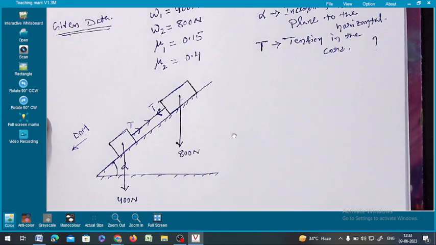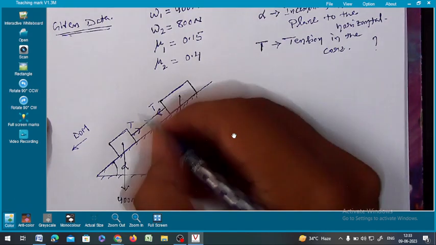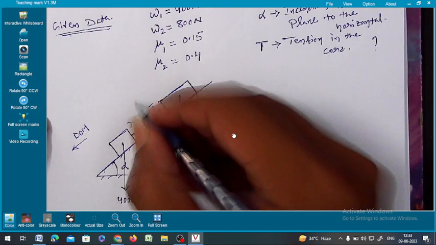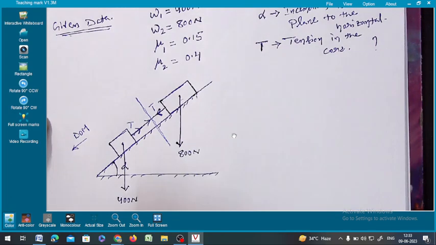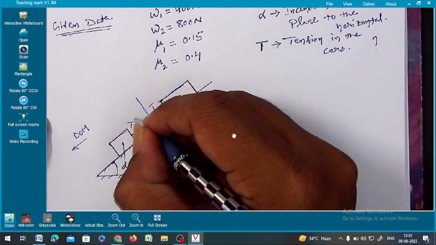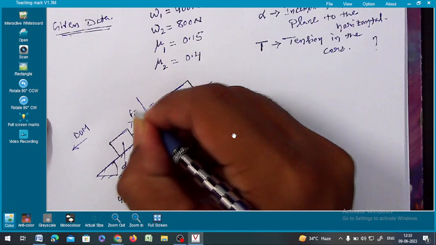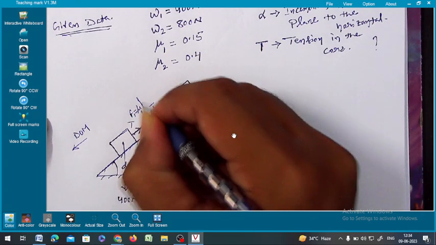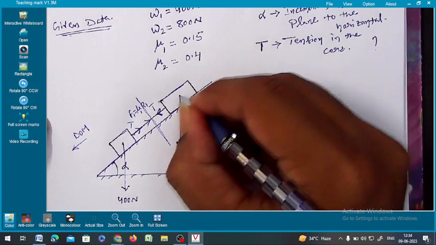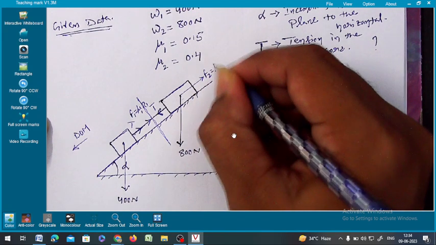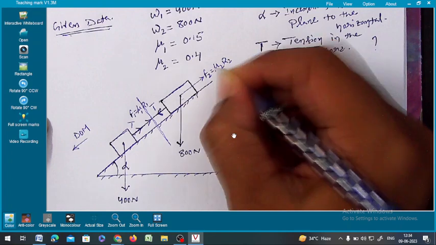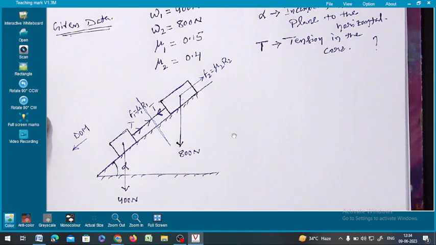Okay. Now again, for this particular body, because there are two bodies, two free body diagrams will be there. So for this particular body, it will be F1 is equal to mu1 R1, and for this body it will be F2 is equal to mu2 R2. Any doubts? Clear?